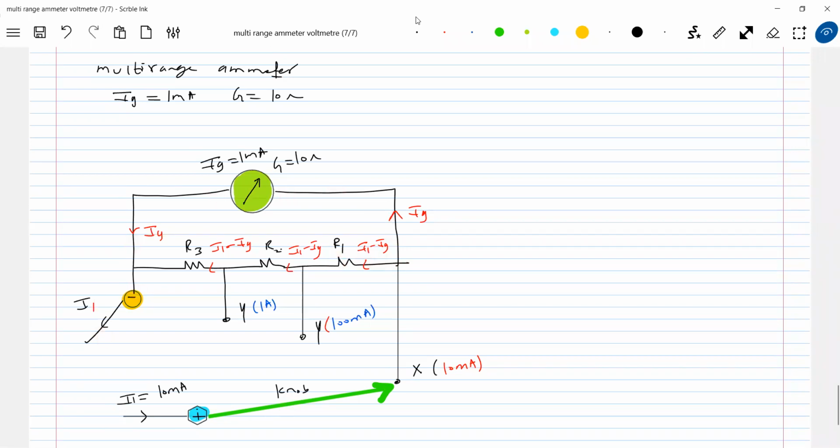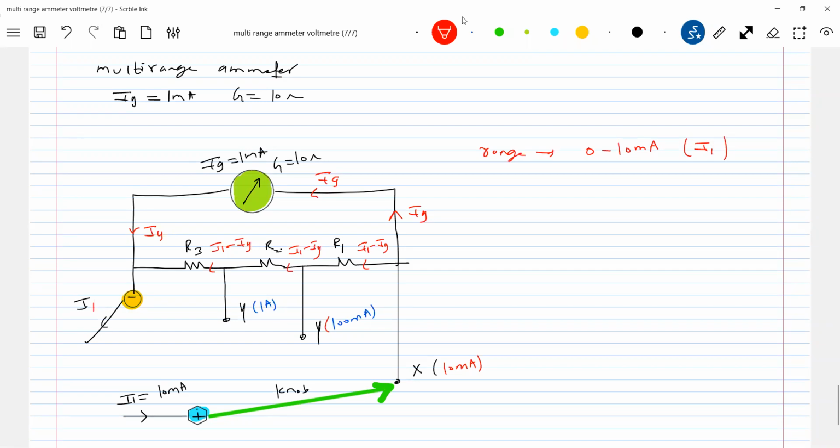So let's write the equation. We don't know the values of R1, R2; they have to be determined. The first thing is the range 0 to 10 milliampere. This is what I want.